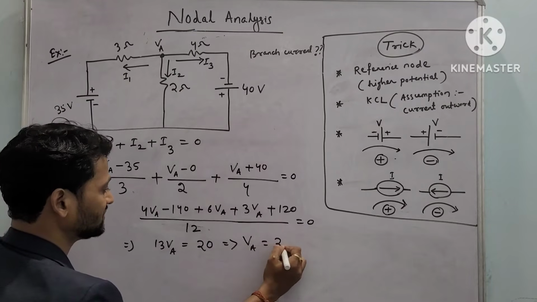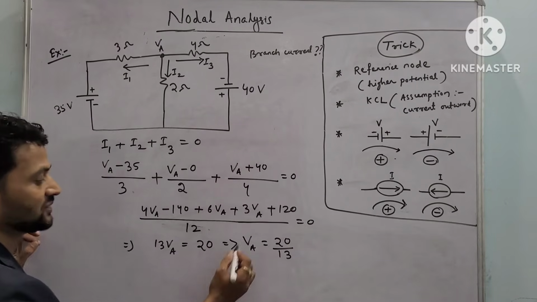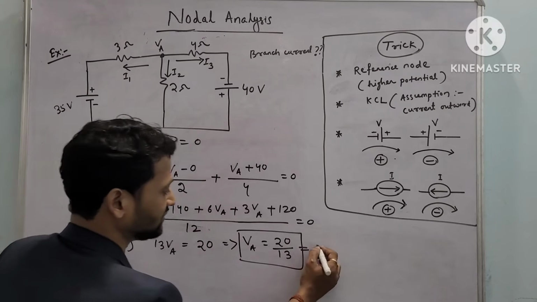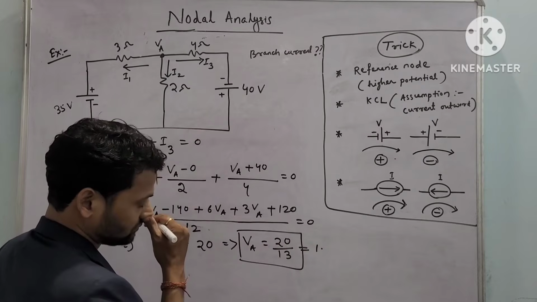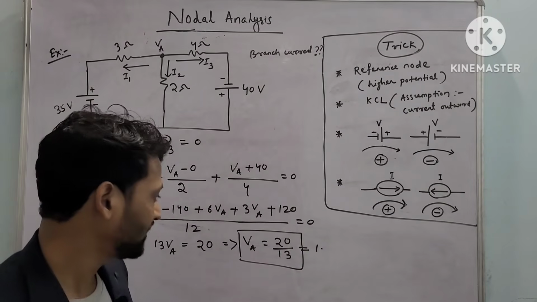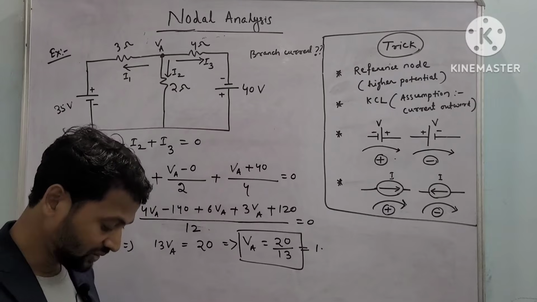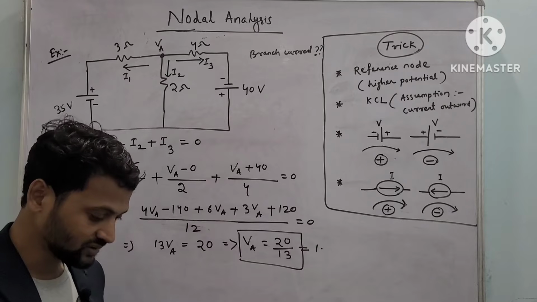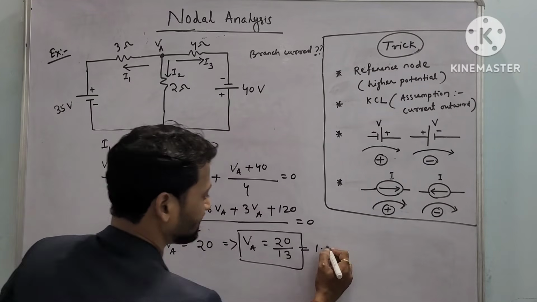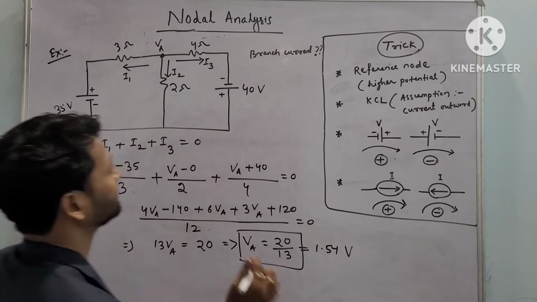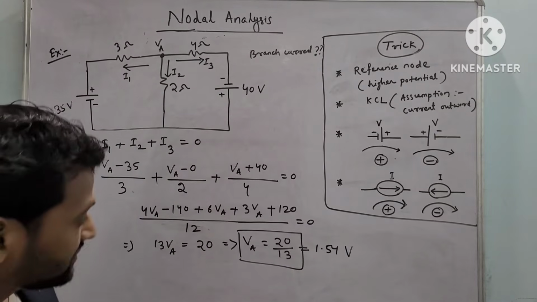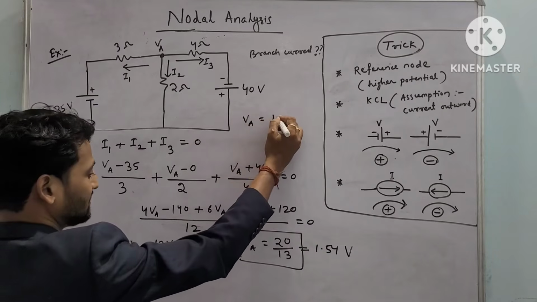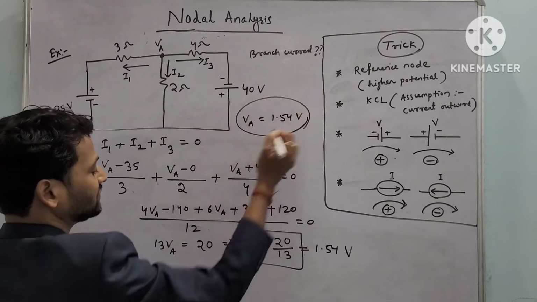So what is VA? VA is 20 upon 13. What is the value of 20 upon 13? I think 1 point something. Okay, I have the calculator. 20 upon 13 comes to approximately 1.54 volt. So finally we are getting the potential at this point, VA, as 1.54 volt.